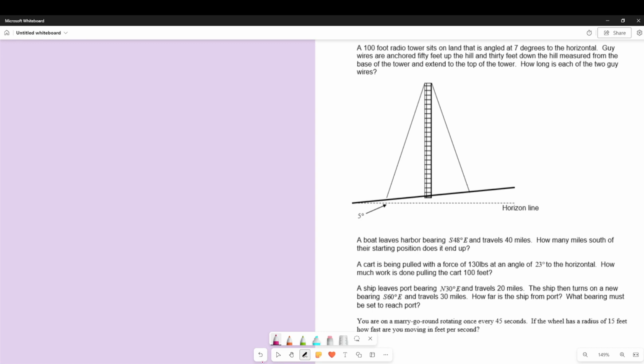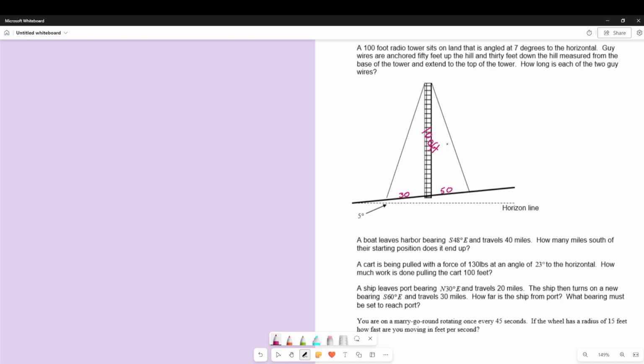So, 100-foot radio tower, we've looked at these before. Sits at an angle of 70 degrees to the horizontal. Guy wires are attached 50 feet up and 30 feet down. So this distance is 50 and this distance is 30 in feet. And the tower itself is 100 feet.